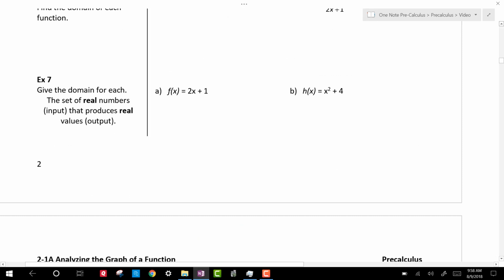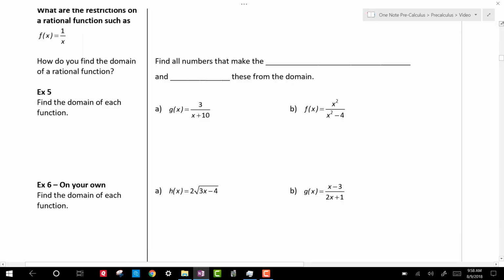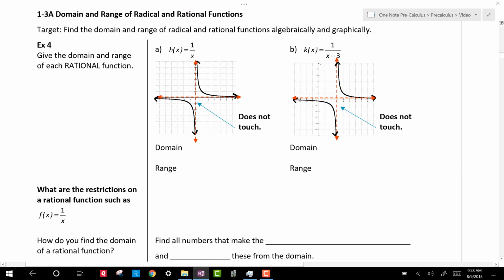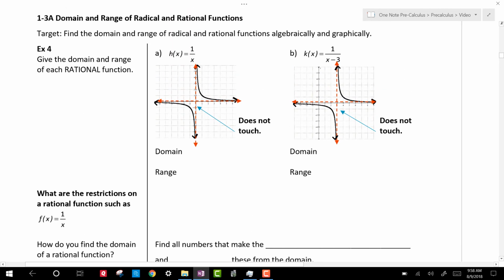Whoops, too far again. Let's back up here. All right, so now we're going to take a look at some rational functions. Rational functions have asymptotes. The ones you've seen are probably horizontal and vertical, maybe some slants. We'll talk about those later. So I know that this function does not touch this vertical line or this horizontal line.